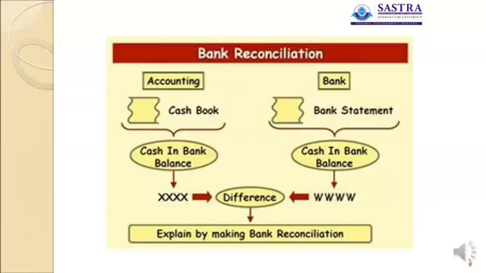What is bank reconciliation? In accounting, the cash book is prepared and it will have the bank column, which will reveal the balance of the cash book. And the bank statement is prepared, and the bank statement will also reveal the balance at the end. One balance is of the bank statement and the other is of the cash book, and both of them are compared, and these differences are known and explained. The bank reconciliation statement is prepared at the end.